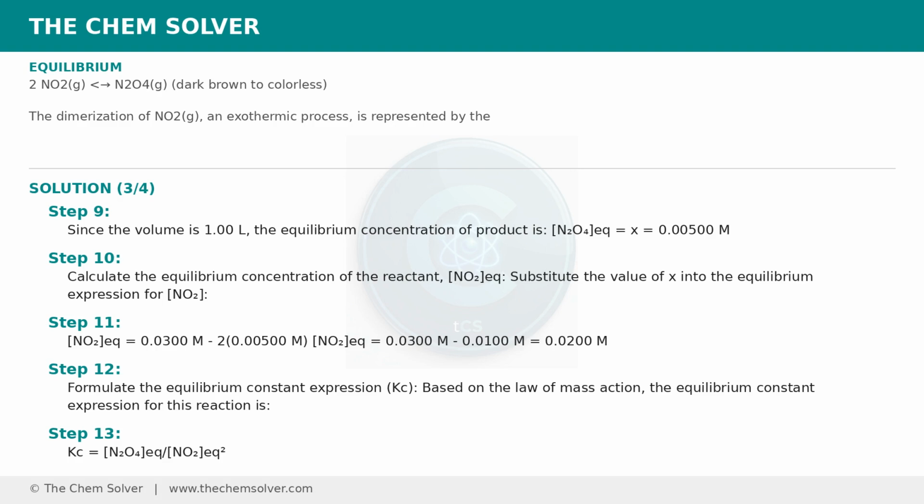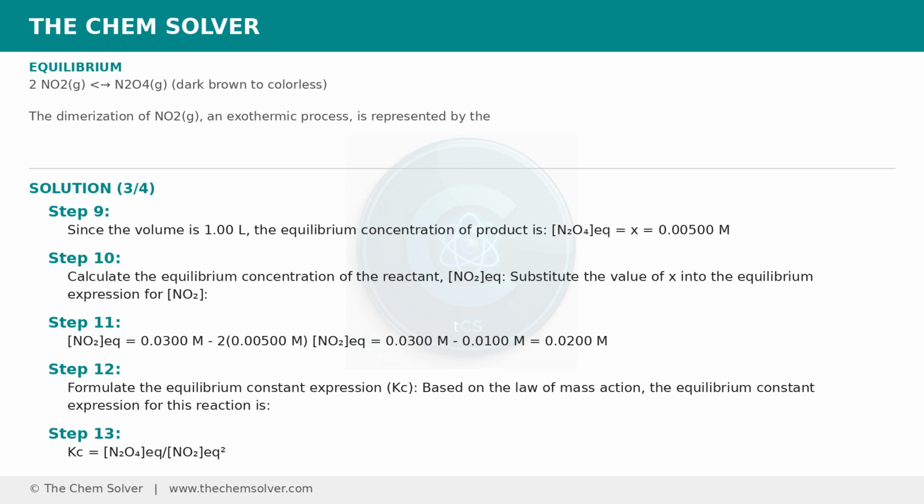Calculate the equilibrium concentration of the reactant NO2. Substitute the value of X into the equilibrium expression for NO2. [NO2] at equilibrium equals 0.0300 molar minus 2 times 0.00500 molar. [NO2] at equilibrium equals 0.0300 molar minus 0.0100 molar, which equals 0.0200 molar.